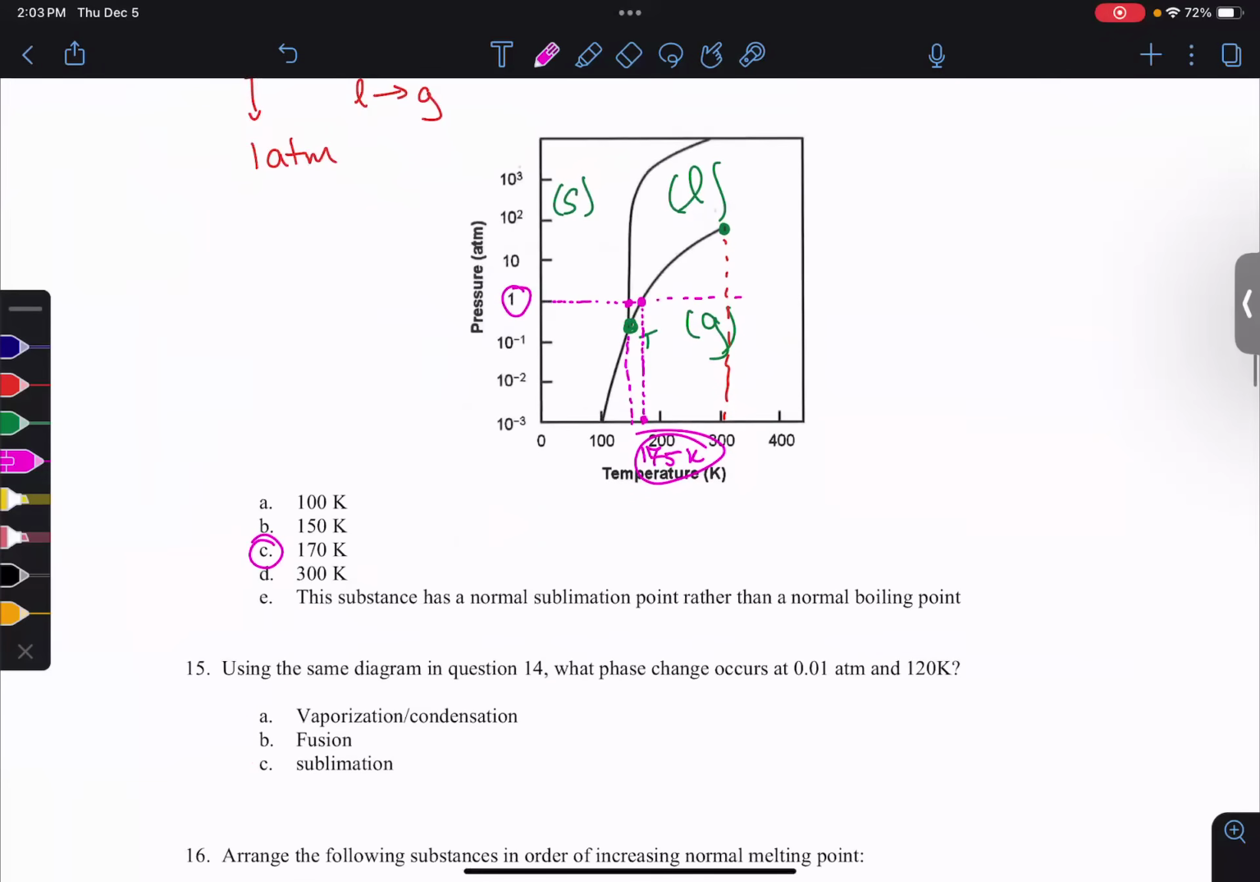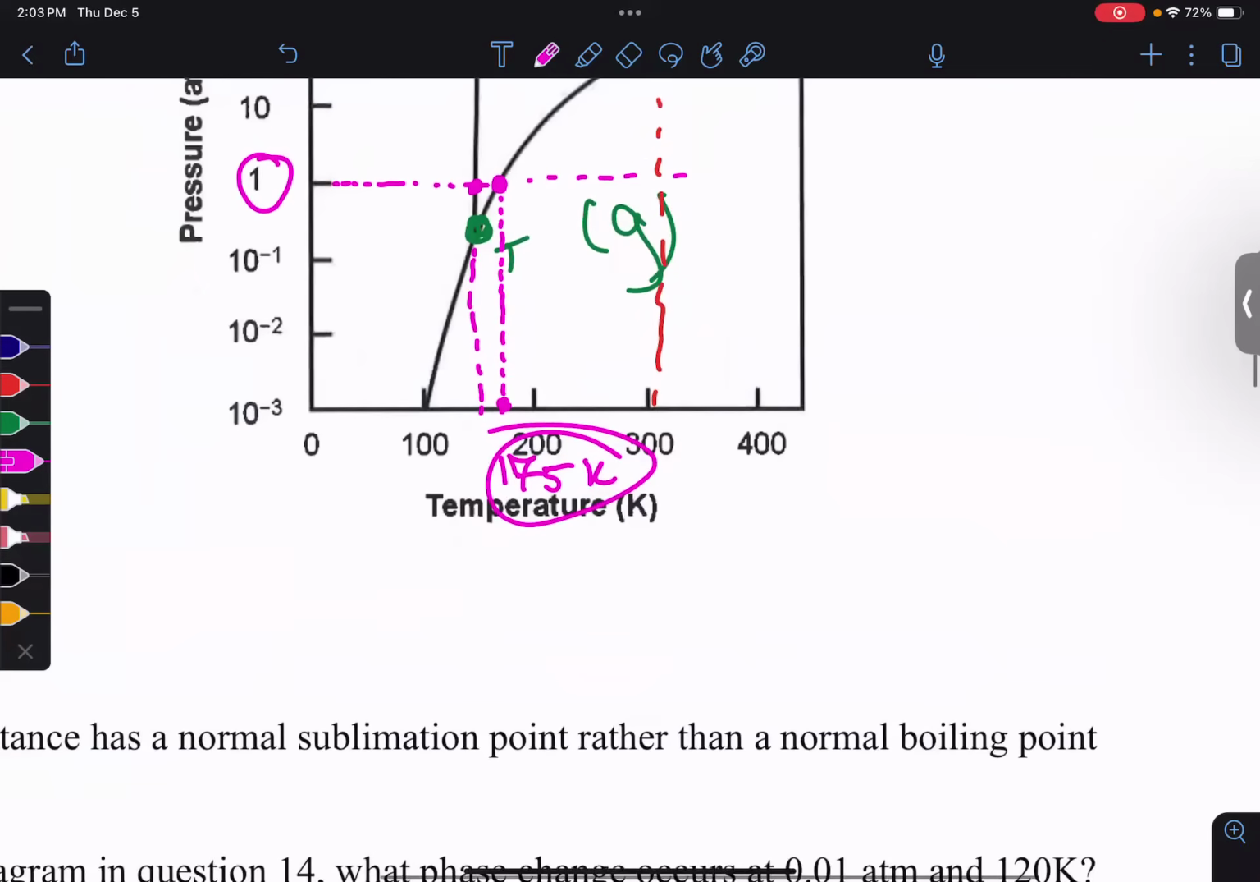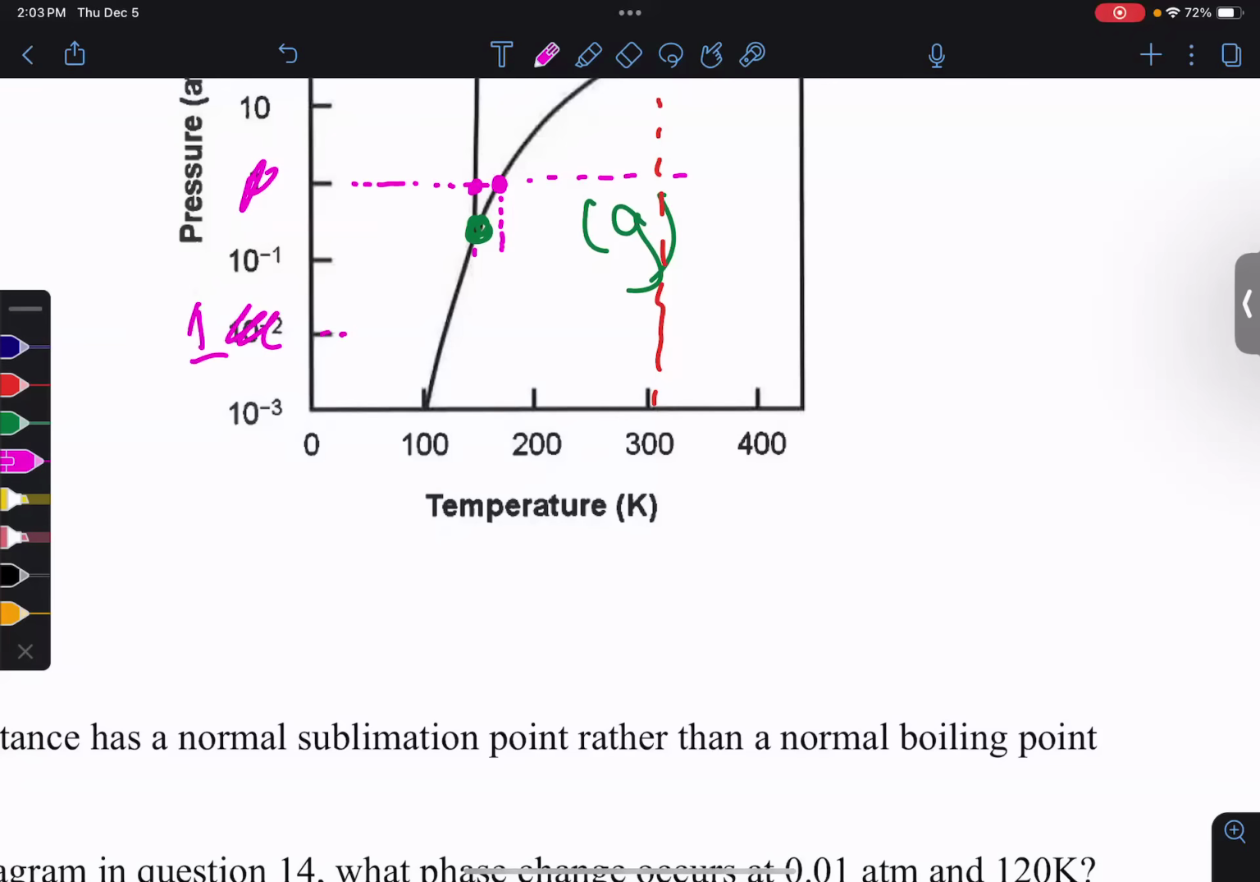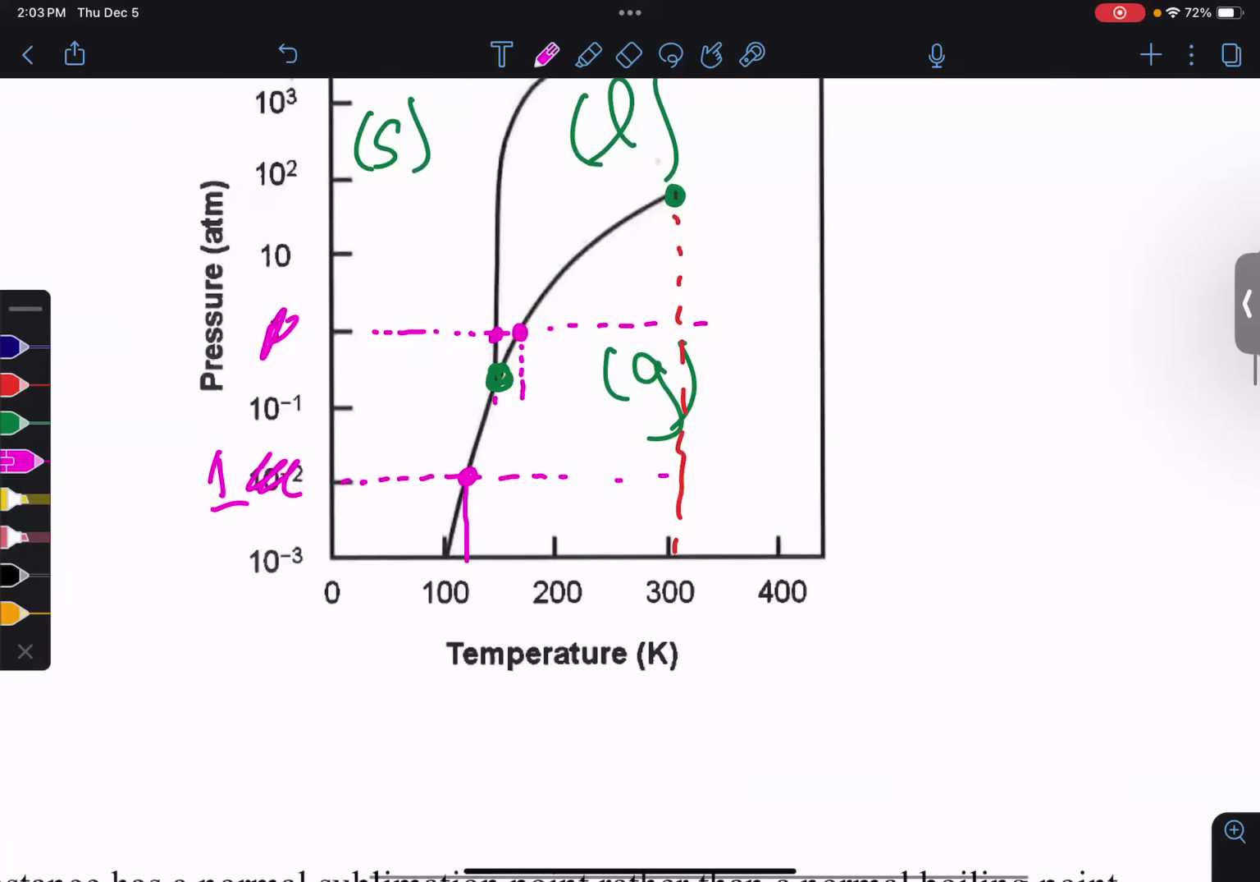I'll just point out E, this substance has a sublimation rather than normal boiling point. That would be true if 1 atmosphere happened right here. If 1 atmosphere was right here, then we would do the same thing, draw the line, but the only phase change happens right here, and it's solid to gas. So if 1 atmosphere happened right here, this substance would sublime.